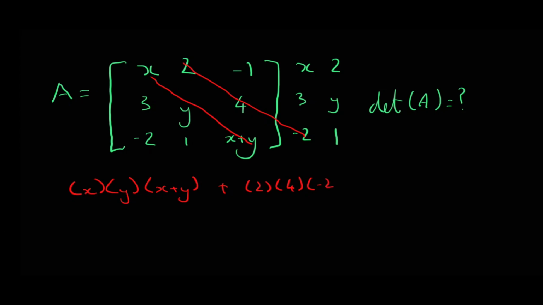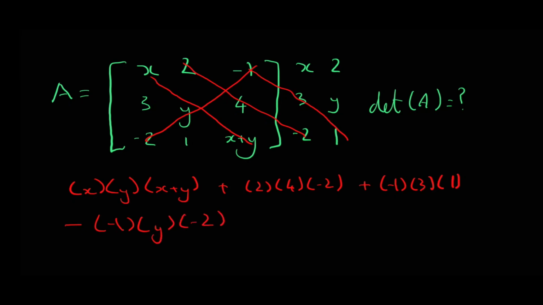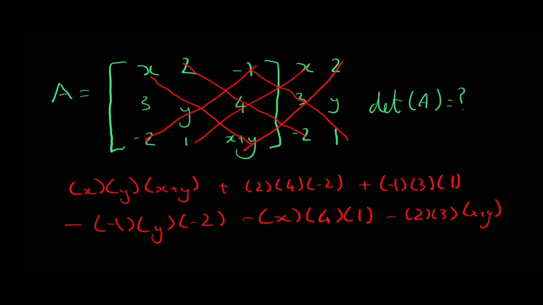times 4 times negative 2 plus negative 1 times 3 times 1 minus negative 1 times y times negative 2 minus x times 4 times 1 minus 2 times 3 times x plus y.